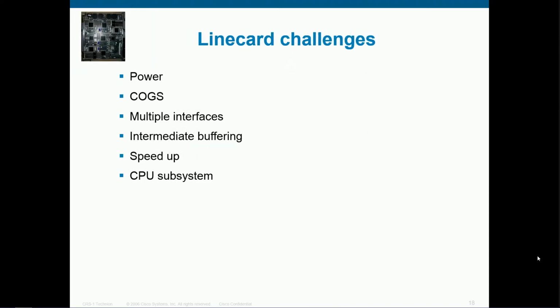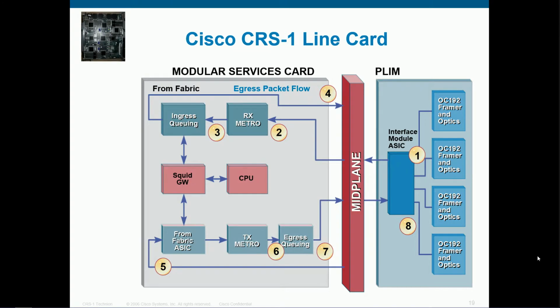So some of the line card challenges are, first of all, cost of ownership. These line cards are expensive. Power. While they have multiple interfaces, they also have a complex CPU subsystem and memory subsystem, and so there's just a lot here. So how is the line card designed? We have the CPU, we have memory, we have our ingress and egress queuing. Then we have our actual interface module. The midplane actually separates the module service card from the interface card.